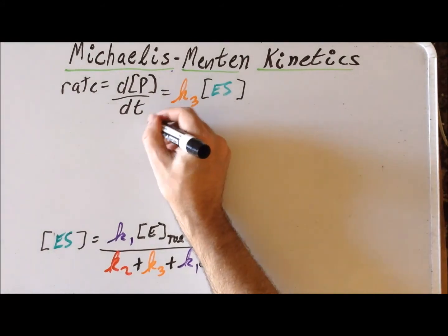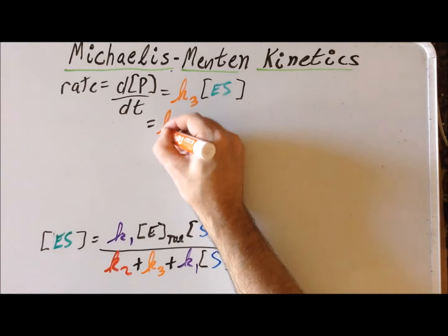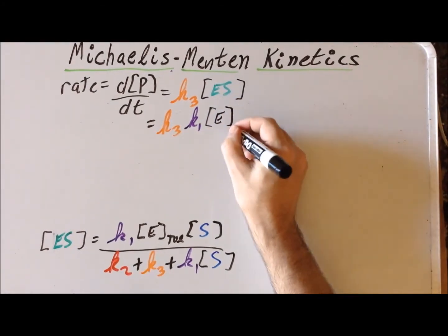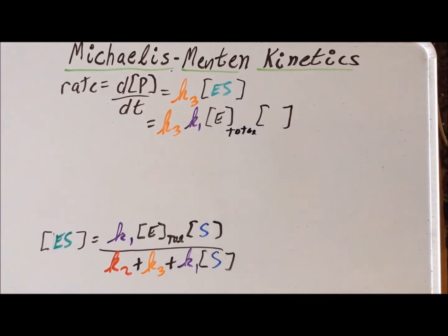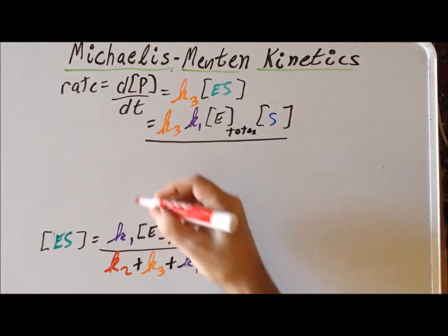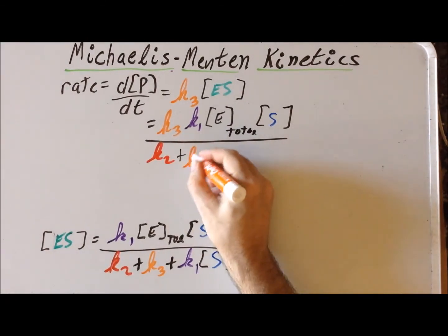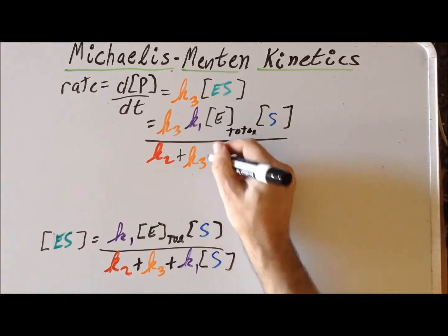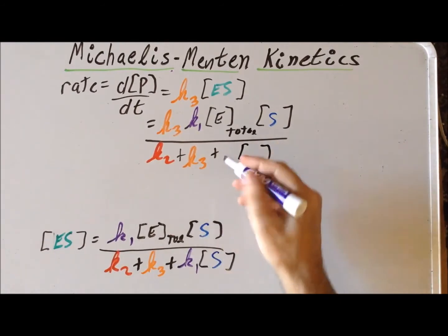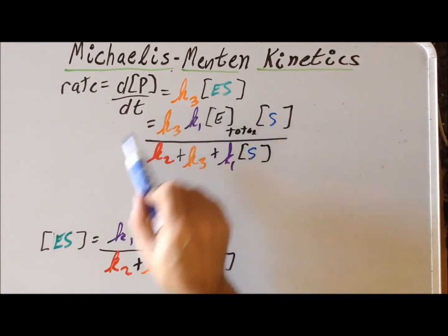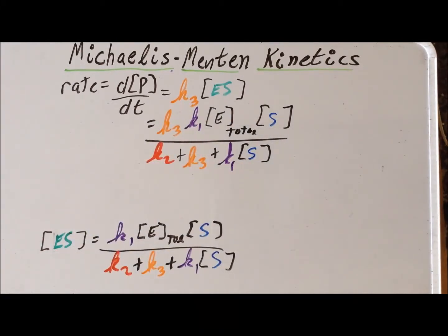The rate, therefore, will be equal to K3 times rate constant K1 times the total concentration of enzyme, that's our E total, times the concentration of the substrate S, and then the denominator gives us the rate constant K2 plus the rate constant K3 plus the product of K1 and the substrate concentration S. So this gives us our complicated expression for the rate of an enzyme undergoing Michaelis-Menten kinetics.